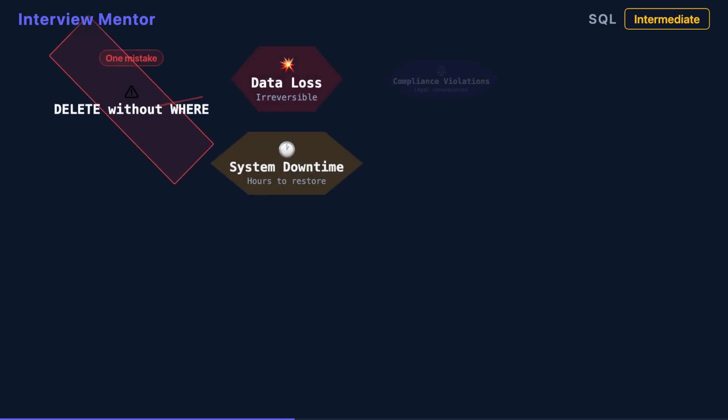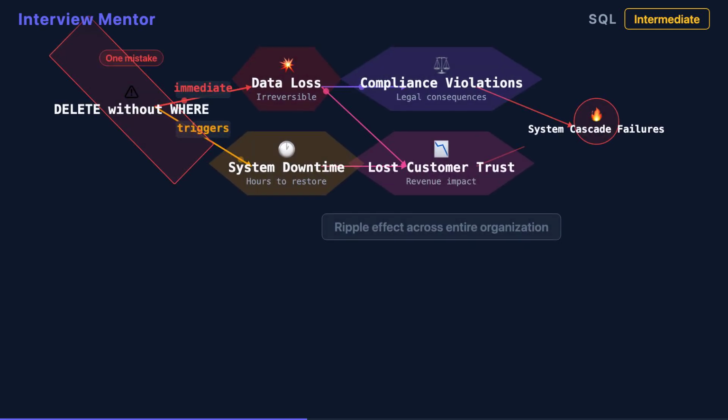The real-world consequences are devastating. Accidental data loss can mean hours of downtime while you scramble to restore from backups, assuming you have them. You might face compliance violations if you delete customer data without proper authorization. Your company loses trust, revenue tanks, and your engineering team spends days cleaning up the mess. One careless delete can trigger a cascade of failures across your entire system.